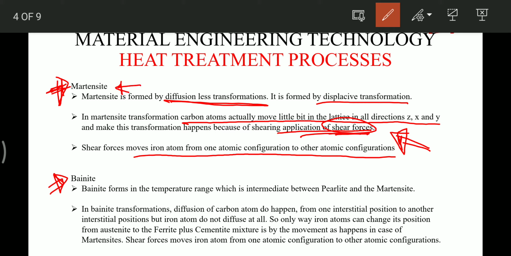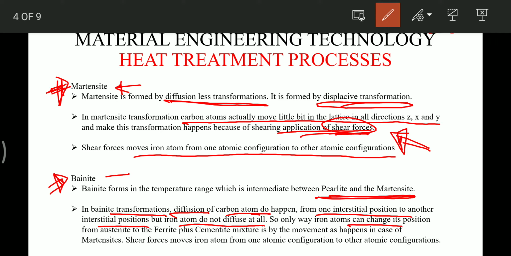Now let's begin with bainite. Bainite is formed in a temperature range intermediate between pearlite and martensite. So in between pearlite and martensite we get bainite. The bainite transformation is actually a combination of diffusion as well as diffusionless transformation, that is, displacive transformation. In this, carbon atoms can diffuse from one interstitial position to another interstitial position, but the iron atom does not diffuse at all.